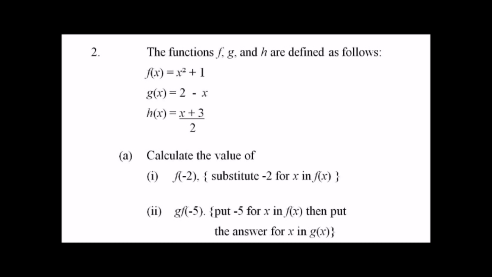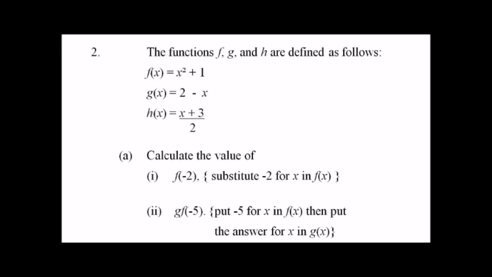And we move on to number 2. The functions f, g, and h are defined as follows. F of x is x squared plus 1. G of x is 2 minus x. H of x is x plus 3 over 2. A, calculate the value of 1, f of negative 2. So again, substitute negative 2 in for x in f of x and then write what you end up with. And 2, gf of negative 5.